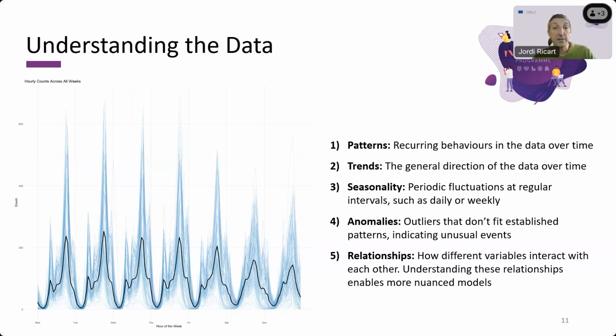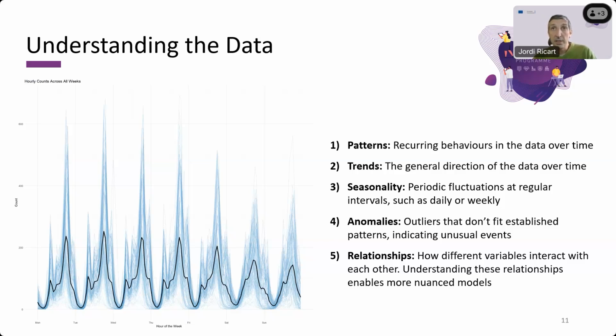Trends, the general direction of the data over time. Whether bike usage is increasing, decreasing, or stable, recognizing those trends will help planning for future changes. Seasonality, as mentioned, periodic fluctuations at regular intervals, such as daily or weekly. For example, bike usage might spike on weekends when more people are out.